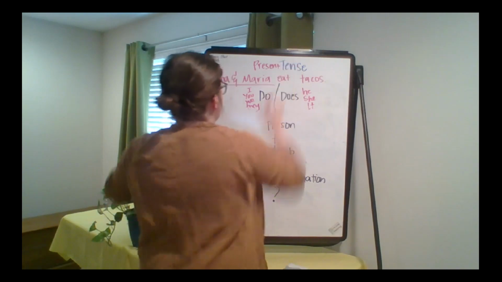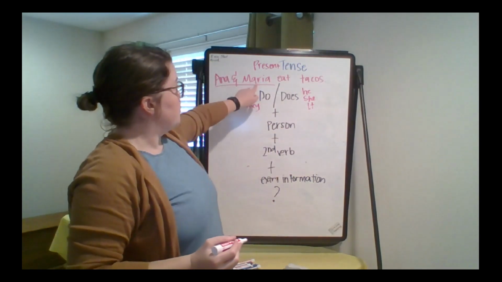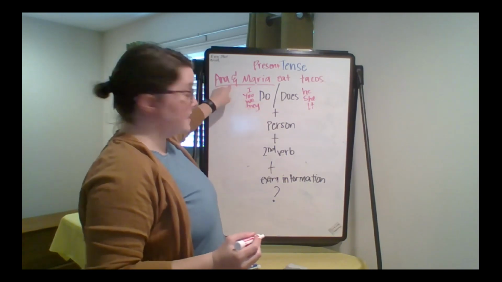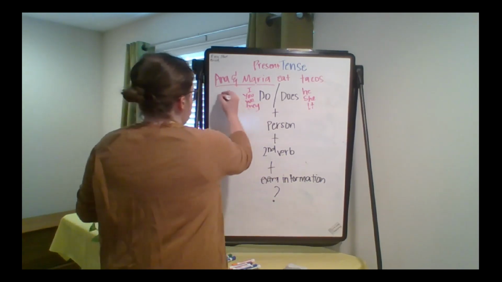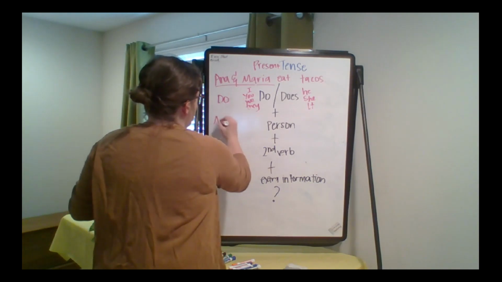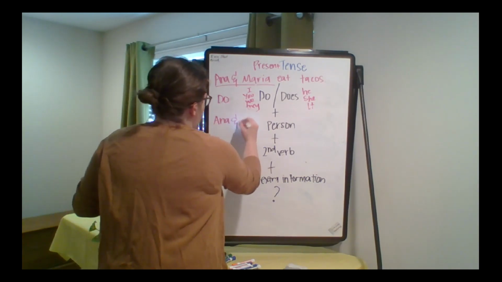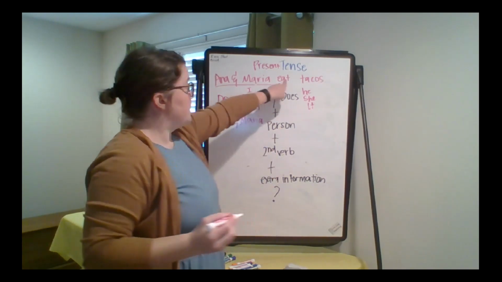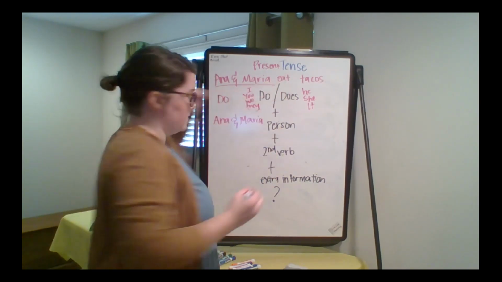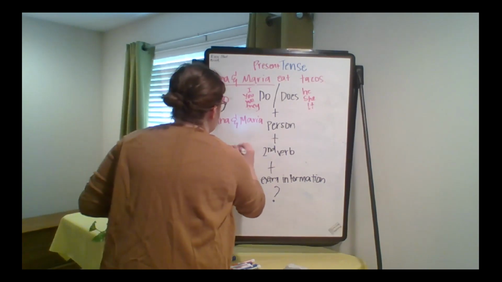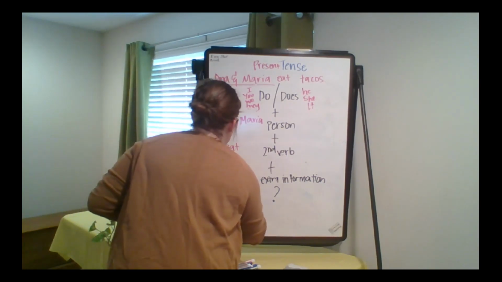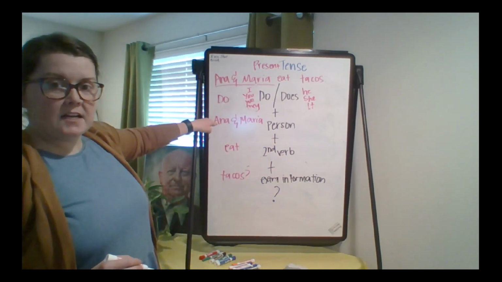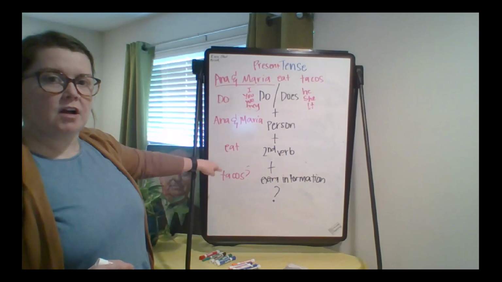Okay. So for Anna and Maria, that's a they. So we're going to say, do Anna and Maria, the second verb, here's the verb in the sentence, right? Eat. Do Anna and Maria eat tacos?